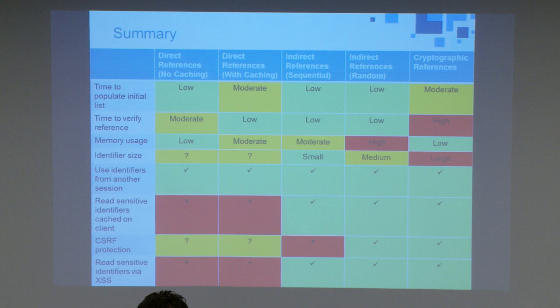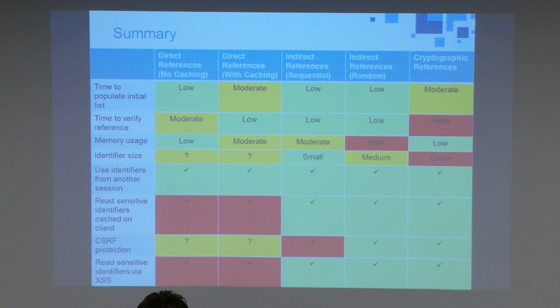The time taken to verify references is pretty low for random references if they're cached in memory. If they're written to a database, then it's not quick anymore. For cryptographic references, yes, the time does go up. Memory usage is high for indirect random references. And remember, all that state needs to be shared amongst multiple servers potentially. Cryptographic references, it's low memory usage. Very little additional data needs to be stored. Identifier size, medium for indirect random references, and pretty large for cryptographic references.